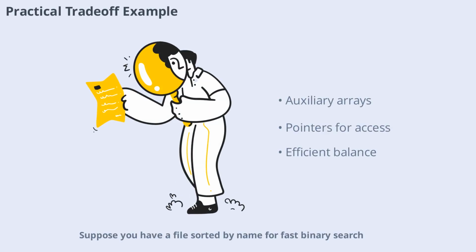Suppose you have a file sorted by name for fast binary search, but you also need to search by social security number. You could keep a second file sorted by number, but that doubles storage. A better solution is to use an auxiliary array with names and pointers to the main file, balancing space and time efficiently.